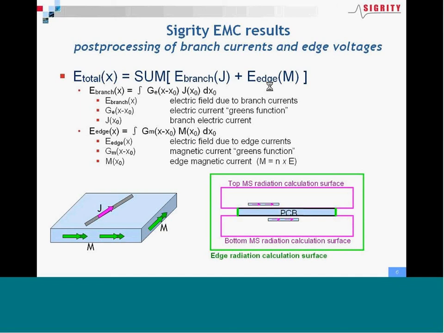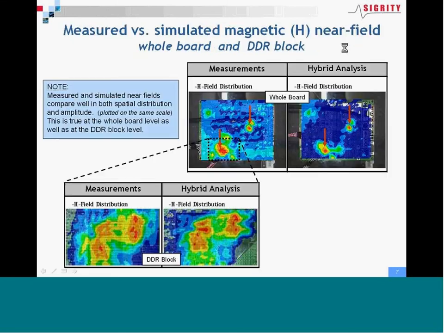Once we've performed the simulation with the actual signaling conditions for signal or power integrity, we then do a post-processing step through what are called Green's functions, and that propagates those currents, either a J or an M type current, propagates those to both the far fields and the near fields. And that's how we're able to predict emissions. Next slide.